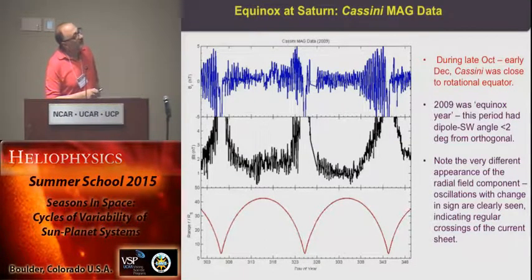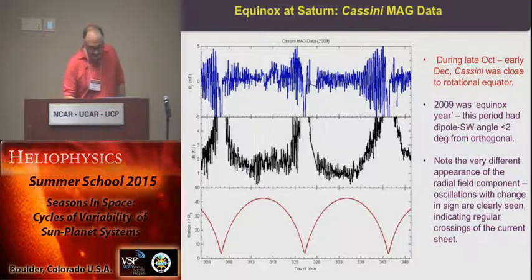So during this period, that dipole solar wind angle, which is what controls what we see here, was less than 2 degrees from the orthogonal configuration, and so we would expect an equinox disk to be a good representation of the system. And indeed, these regular changes in sign of the radial field show us that the mean position of the current sheet is now much closer to the planet's rotational equator than it was during the summer solstice.